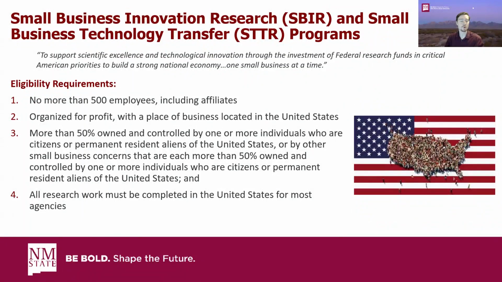You need to be organized for profit. Nonprofit organizations do not qualify for SBIR and STTR funding. At least 50% of the business needs to be owned and controlled within the United States by US citizens or by permanent residents within the US. And all the research work needs to be accomplished within the US, for most agencies at least.